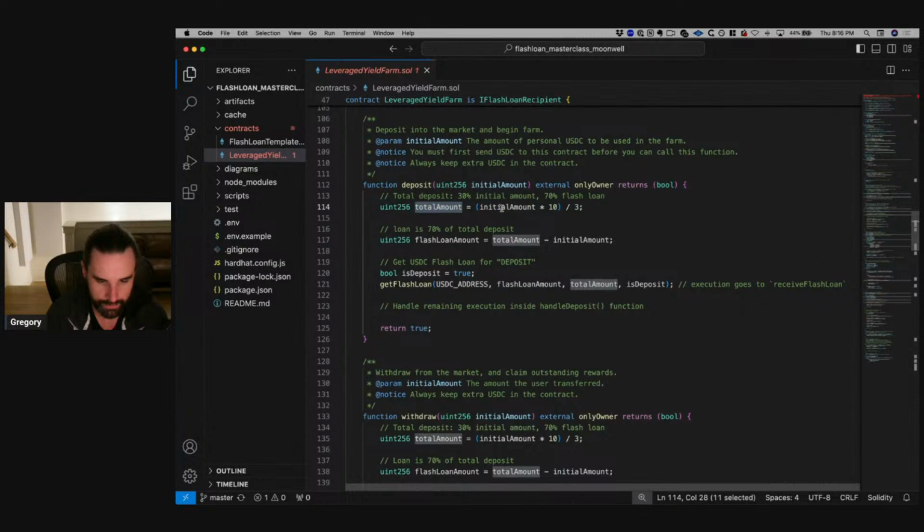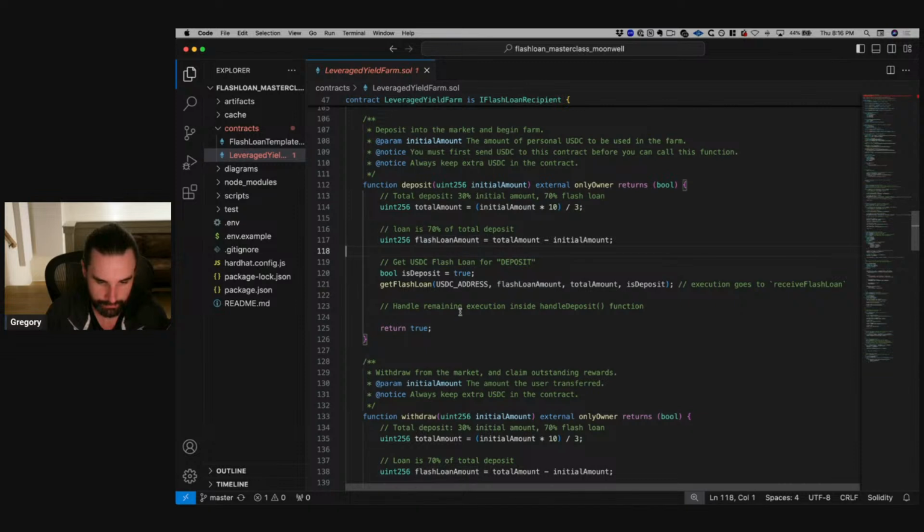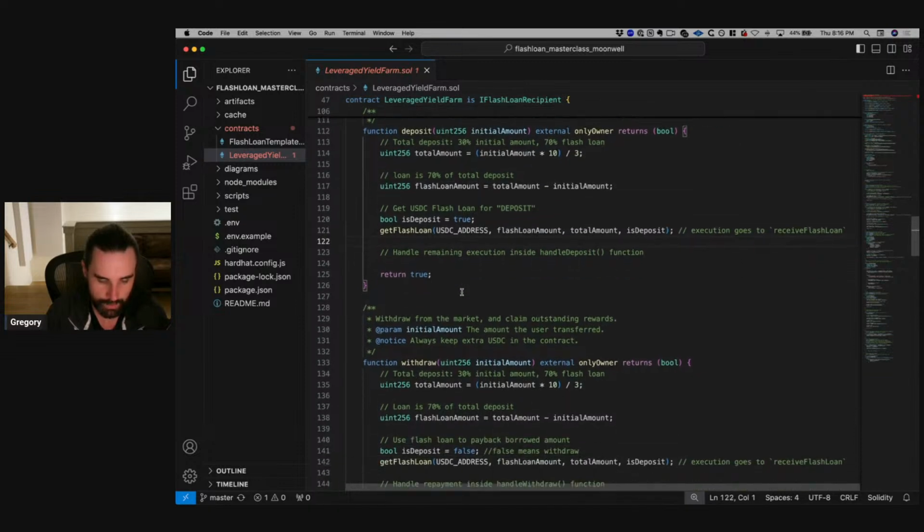You can see we actually do that math in the code. The total amount is the initial amount times 10 divided by 3. So it's 30% initial, 70% flash loan. The flash loan amount is 70% of the total deposit, so we take the total amount, which we calculated here, and subtract the initial amount, 30. Then we get the flash loan amount, which is now going to be 70. We set a variable, is deposit, true. That's just a variable that we're going to pass into our flash loan, and we call this get flash loan function so that we can actually take out the flash loan.